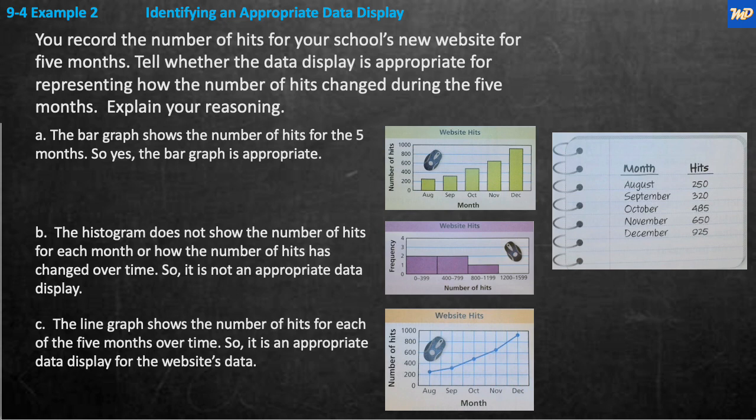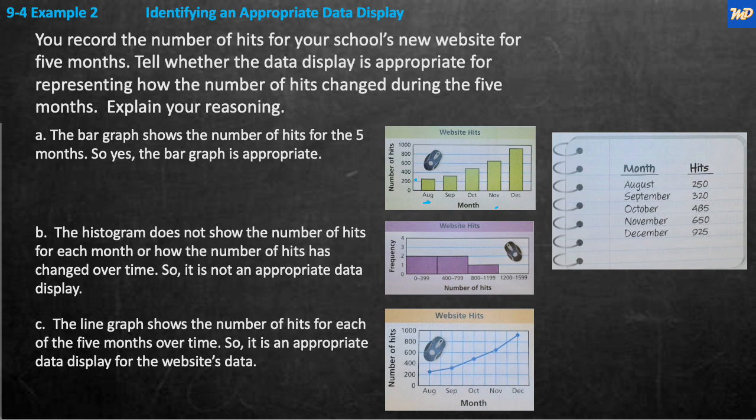So we're going to look at this. The first question is, a bar graph shows the number of hits for 5 months. So yes, the bar graph is appropriate. Because we're seeing right down here, August, and there is 250 hits. September, we have 350, or whatever the numbers are, right? 320, we see them right here. Then 485 and 650. So it's showing you the change over time. So you see that the number of hits are going up. They're not telling you the percentage of change, but you can see they are changing and going up. How about a histogram? Does it?